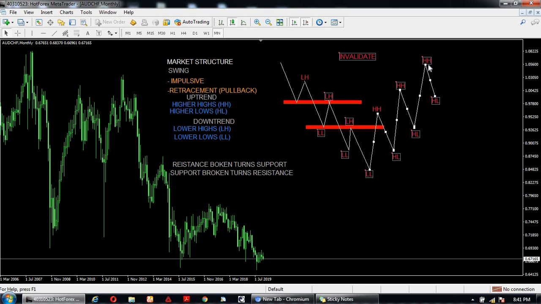Yes, you want to consider the structure of the market. This is basically how price will keep moving in swings. So you should understand the structure of the market, and what characterizes the structure of the market is price repeatedly making a series of higher highs and higher lows in an uptrend, and lower highs and lower lows in a downtrend.